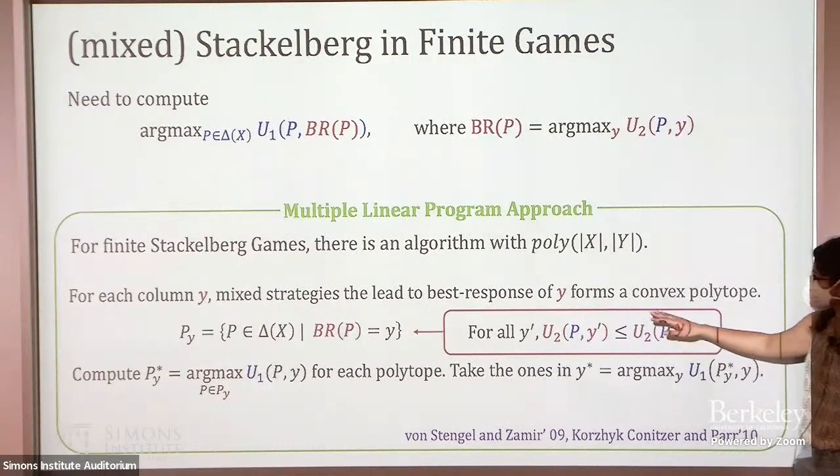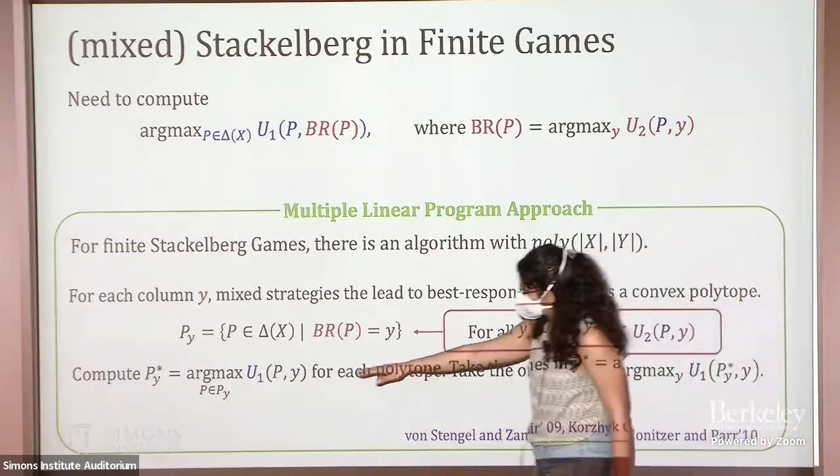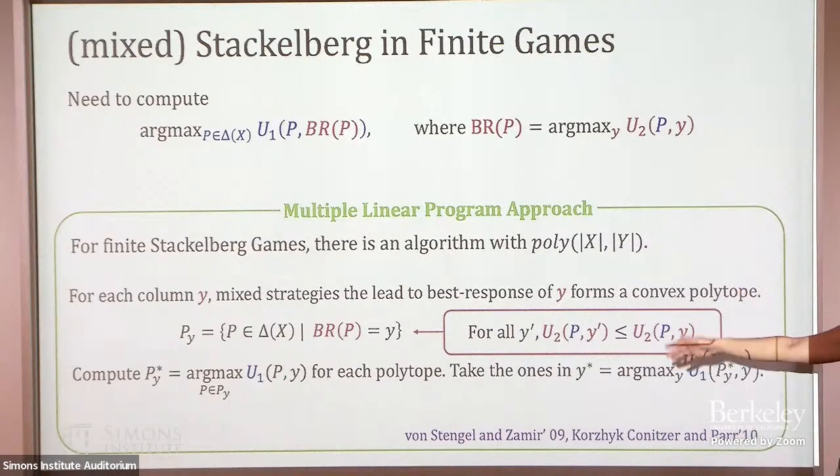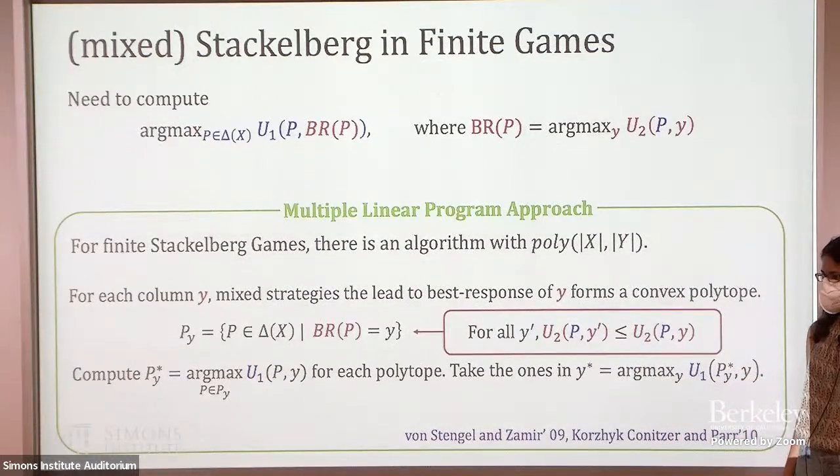It happens that not only are these polytopes linear, but the thing that I'm trying to optimize, this U1 of P and Y, is also a linear function. Again, it's a capital letter meaning expectation. So I can optimize it easily with a linear program. What this is saying is that you just run a linear program per column of the game and then take the best one. And this is going to be your optimal Stackelberg equilibrium. How much time does it take? Well, it's going to be polynomial in the size of the game because I have to run an LP for each one, and the LP is in the dimension of my row space. Any questions about this?